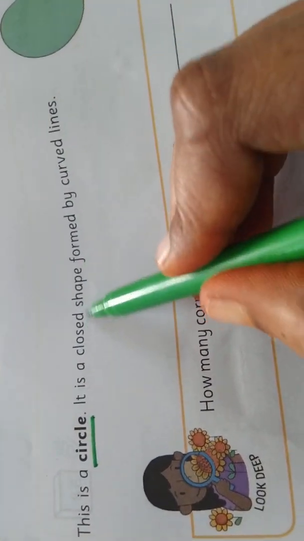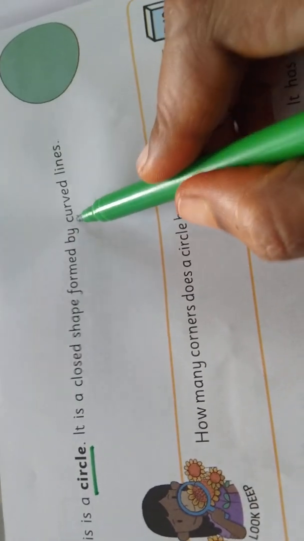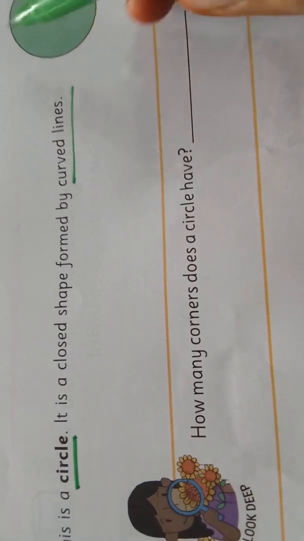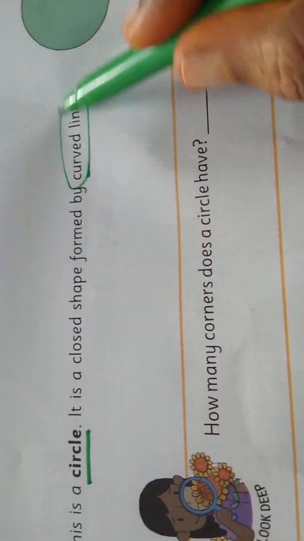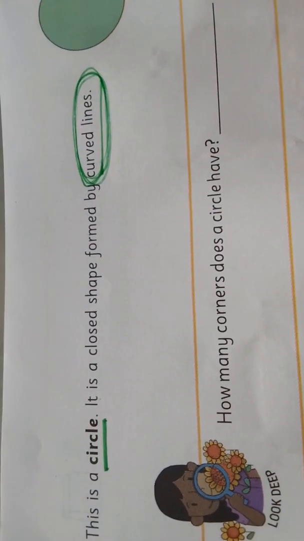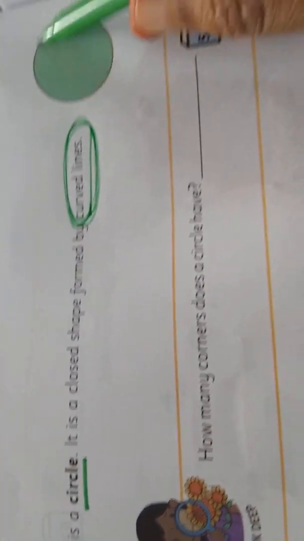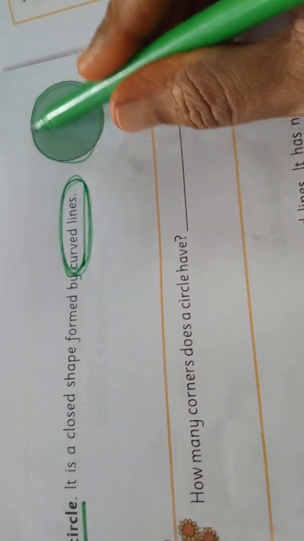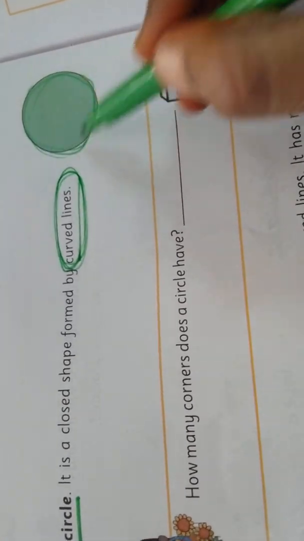This is a circle. It is a closed shape formed by curved lines. See, before we have seen square, rectangle, triangle. All these have only straight lines. But a circle has a curved line. In a circle what line are we using? Curved line. See here, circle shape. This is a curved line.